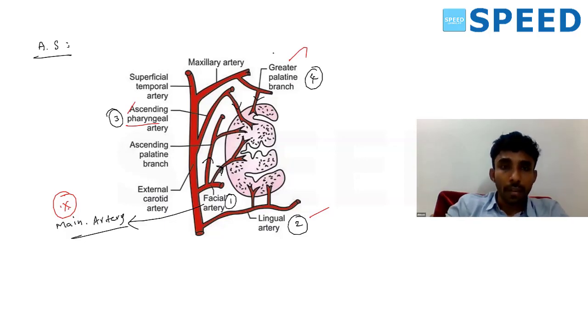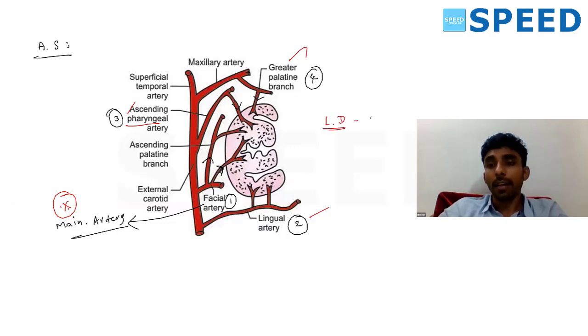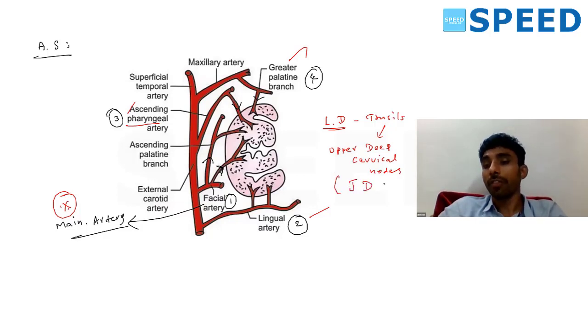Now, coming to the lymphatic drainage of the palatine tonsil. The palatine tonsil lymph drains into the upper deep cervical nodes, mainly the jugulo-digastric nodes.